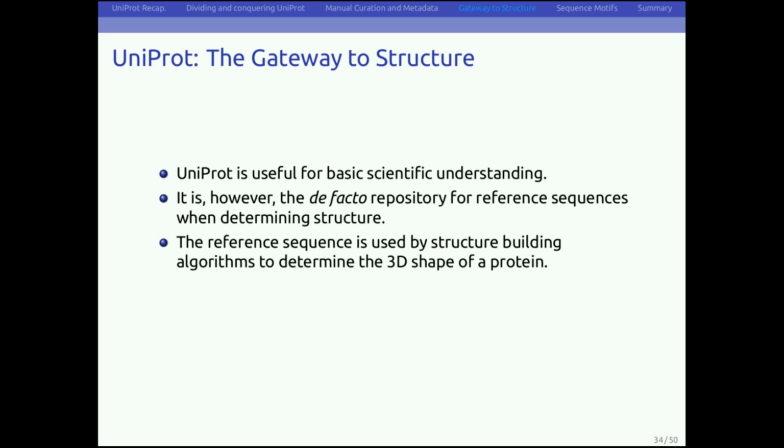So the reference sequences that you can get out of UniProt can be used by structure building algorithms to determine the 3D shape of a protein. Now this is a very simplistic statement. It's actually not nearly as easy as I've just described it. But we're going to look and see what tools we have available to bridge the gap between sequence and structure. And just when you look at these slides later on, if you're wondering where all the information on protein structure is, I've just put that there so you know that it's coming up later.